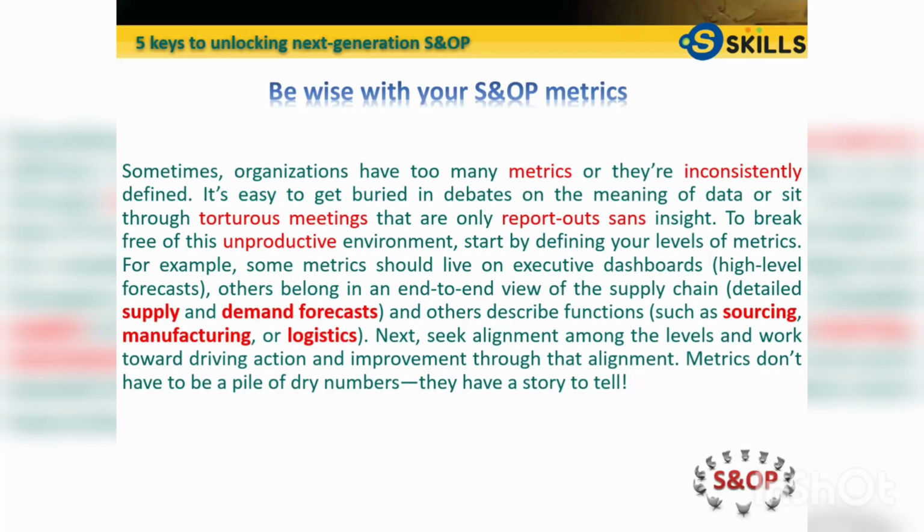For example, some metrics should live on an executive dashboard, a high-level forecast, others belong in an end-to-end view of the supply chain, detailed supply and demand forecast, and others describe functions such as sourcing, manufacturing, or logistics. Next, seek alignment among the levels and work toward driving actions and improvement. Through that alignment, metrics don't have to be a pile of dry numbers. They have a story to tell.